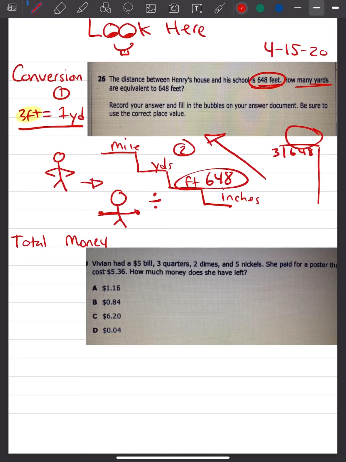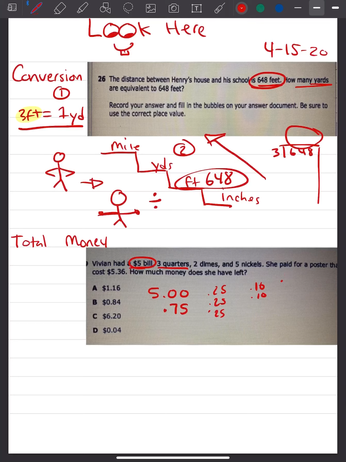Now, also finding the total of money, guys. That's the next thing I want to talk about. In this story, it says Vivian has a $5 bill, so she has $5, 3 quarters. Okay, 3 quarters. So we can do it differently. We can do 25, 25, and 25, or if you know what 3 quarters makes, you can do that as well. Just 75, 2 dimes, and 5 nickels. Now a nickel, guys, is not written like that. That means it's 50.